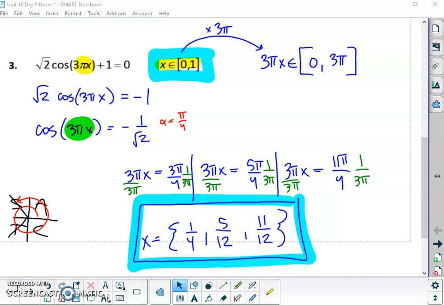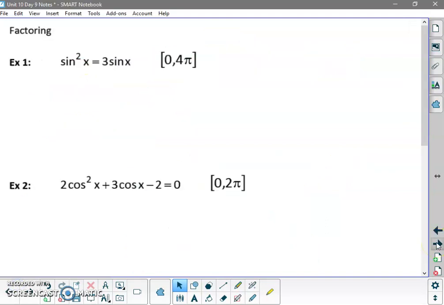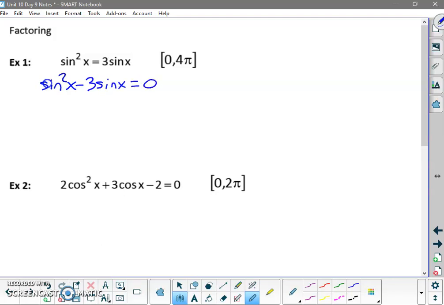Okay, let's move on to the next example. So what's going to be a little bit more challenging here is the algebra leading up to the solution is going to be more difficult, not actually the trig component. So remember, our goal here is to isolate sine x. Well, it's in 2 locations. I see a sine squared. So what I'm going to do first, I'm going to subtract 3 sine x over to the left side. That gives me sine squared x minus 3 sine x equals 0.